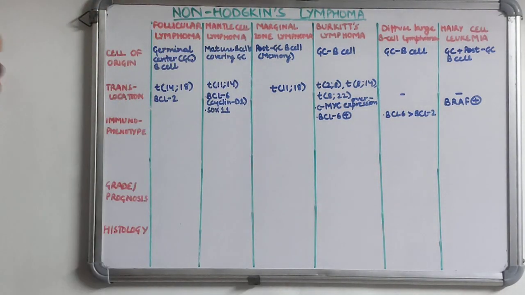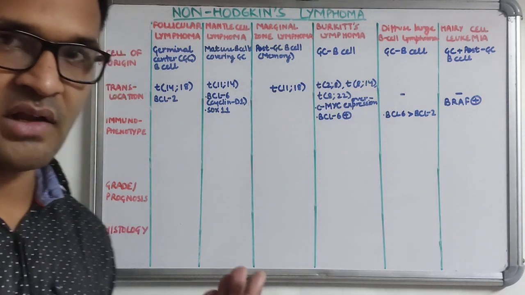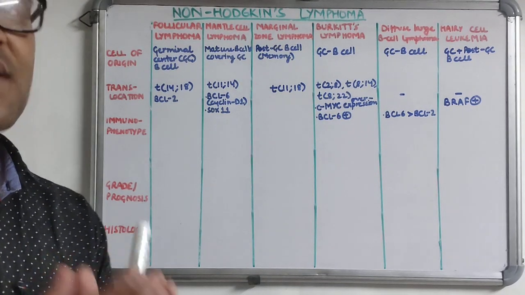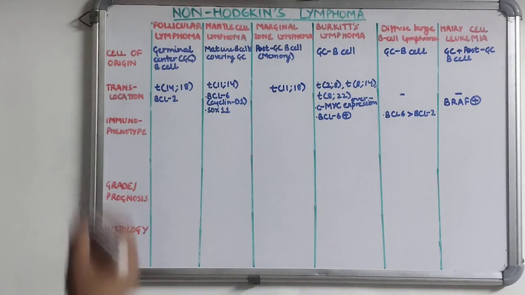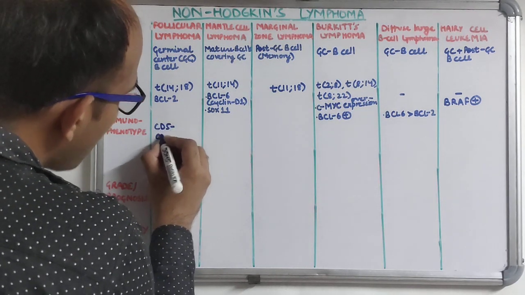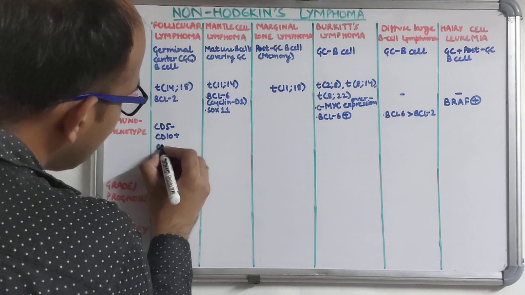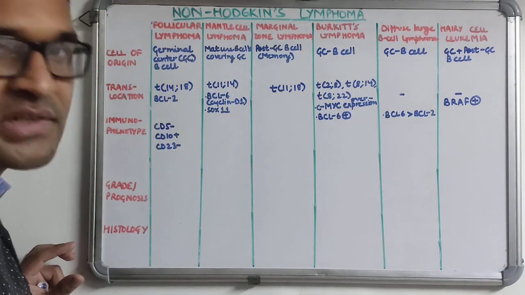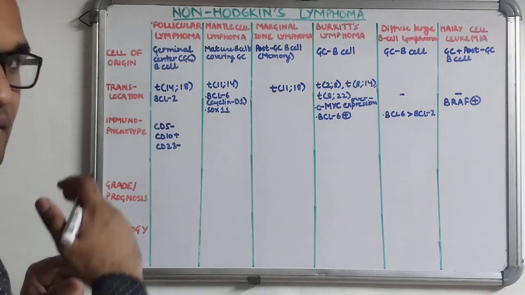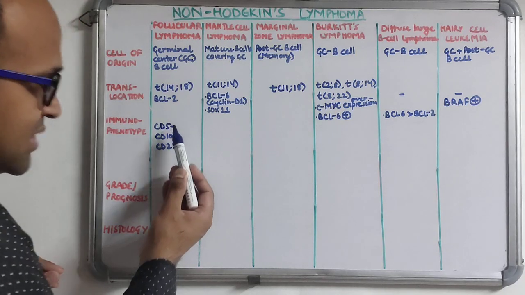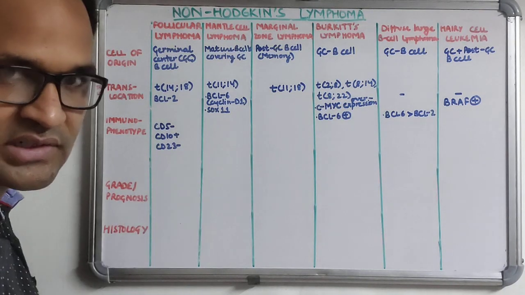Okay. Now we move on to the characteristic immunophenotype. Because all of them originate from the B cell, they all bear these B cell markers. But apart from that, there are some characteristic CD markers. In follicular lymphoma, it is CD5 negative, CD10 positive, and CD23 negative. This is in contrast to CLL, chronic lymphocytic leukemia, in which the exact opposite occurs. CLL is CD5 positive, CD10 negative, and CD23 positive.